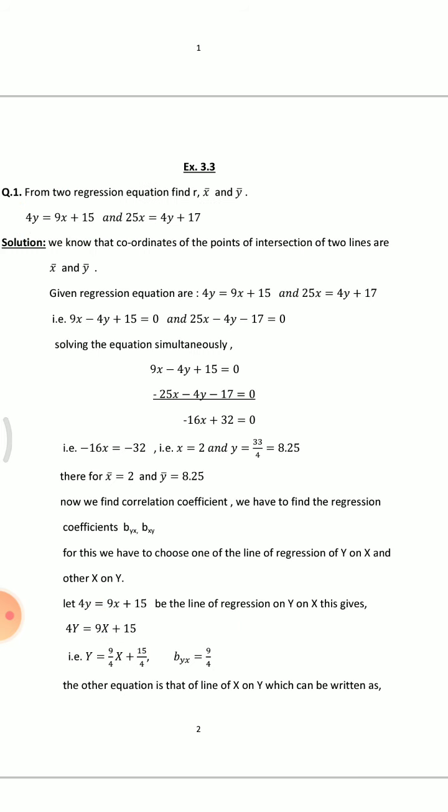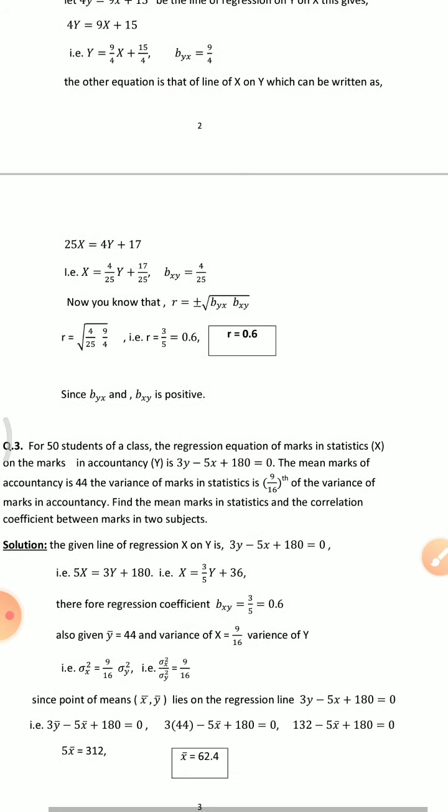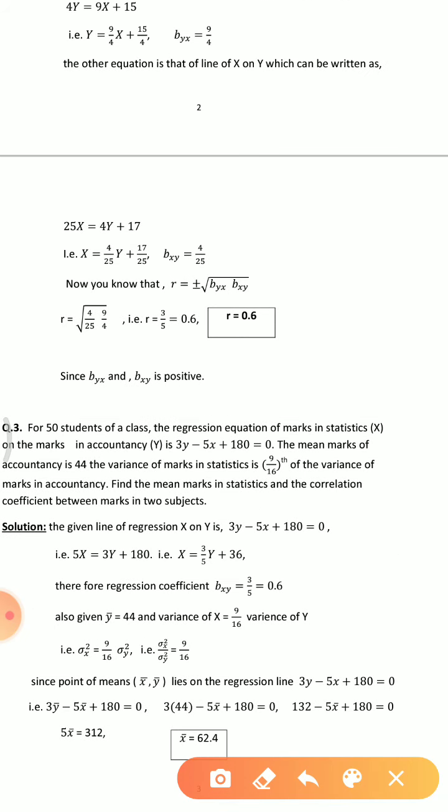The other equation is the line of x on y, which can be written as 25x = 4y + 17. Then dividing both sides by 25, x = 4 upon 25 y + 17 upon 25. That is, the regression coefficient of x on y is b of xy = 4 upon 25, where x is the dependent and y is the independent variable.